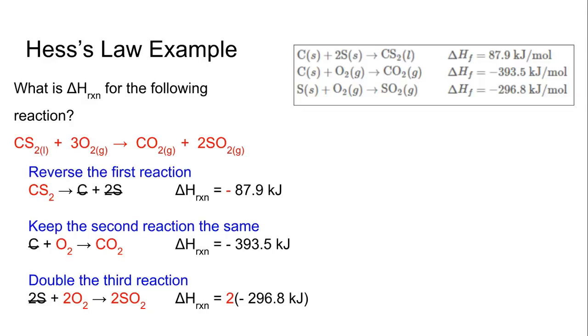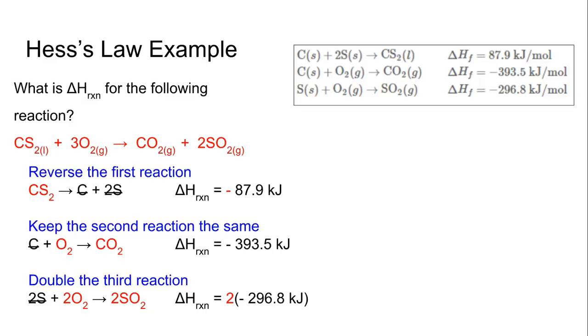What we look at now is the red numbers, and we add them together. So we have 1 CS2 in the first reaction. We have 1 O2 in the second and 2 O2s in the third, giving us 3 O2s. Notice that matches the final equation at the top. We have 1 CO2 as a product, and we have 2 SO2s as a product as well. So the final reaction that we have is equal to the 3 reactions added together.